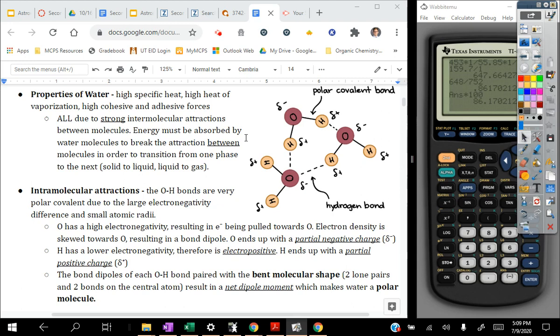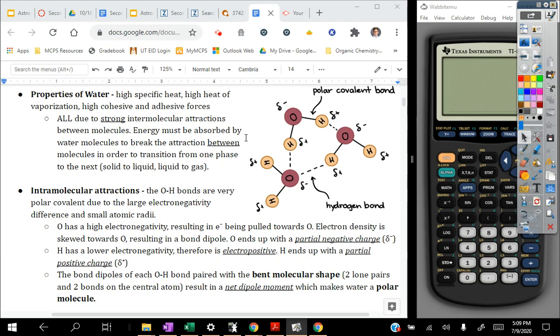Typically, a polar covalent bond falls between 0.4 and about 1.8 to 2, depending on which resource you're looking on. So we are on the upper end of our limits of what classifies as a polar bond. Therefore, it's very polar.